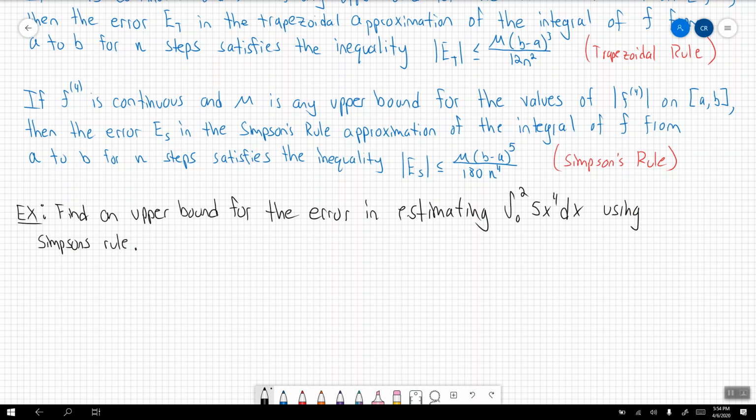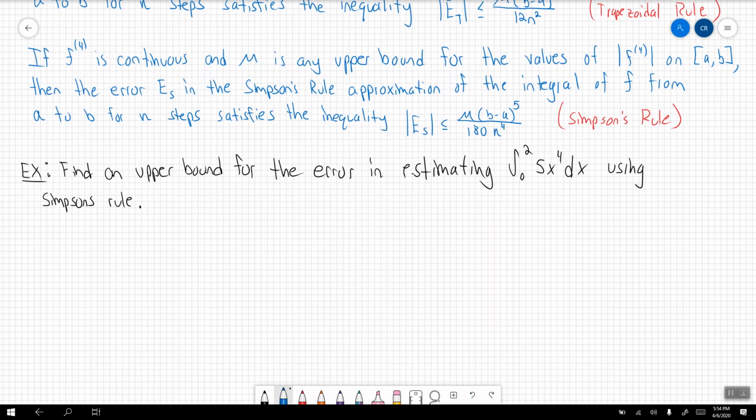So again, we're going to be using Simpson's rule here, and Simpson's rule states that we have to look at the fourth derivative. Looking at the function that we are given, which is 5x to the 4th, we need to look at the fourth derivative here. First derivative, would you all agree that's just 20x cubed? Second derivative, would you all agree that's 60x squared? Third derivative, would you all agree that's 120x? And finally, the fourth derivative is just 120.